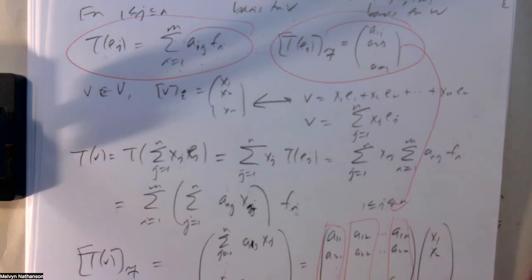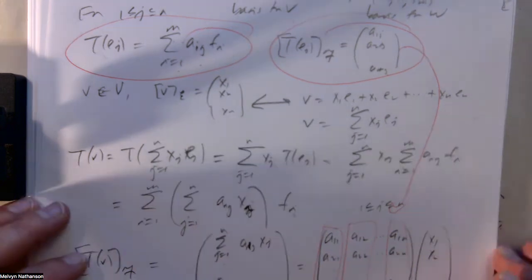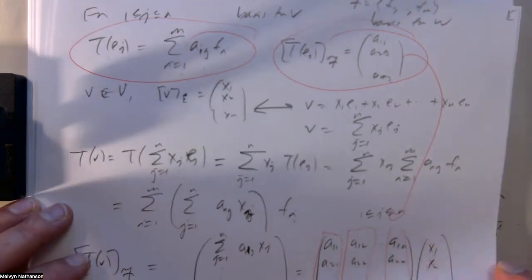So this shows, this is a proof and actually a construction, that if you have a linear transformation on finite dimensional vector spaces, and if you choose or are given bases for the vector spaces, then you can always represent the linear transformation by a matrix. So let's look at some examples of that.